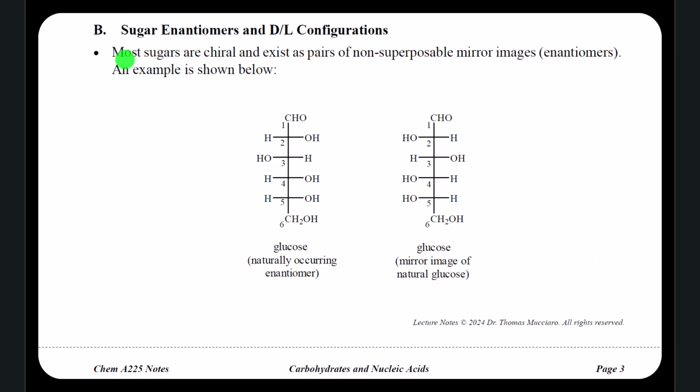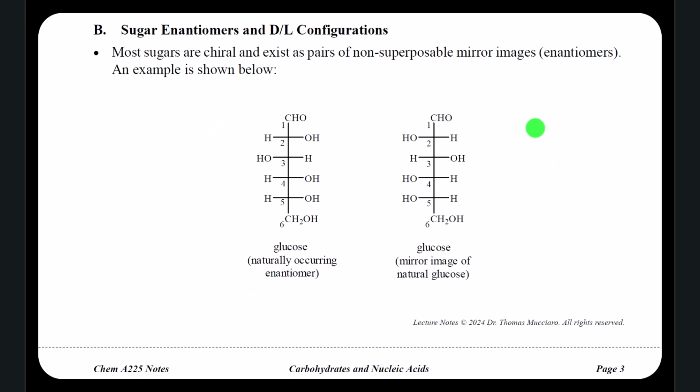In addition to existing as diastereomers, the individual diastereomers can exist as pairs of enantiomers, exact mirror images that are not superposable. A convenient way of indicating the specific enantiomer of sugars was developed and called the DL configuration. So here's an example. Most sugars are chiral. They exist as pairs of non-superposable mirror images, which would be enantiomers.